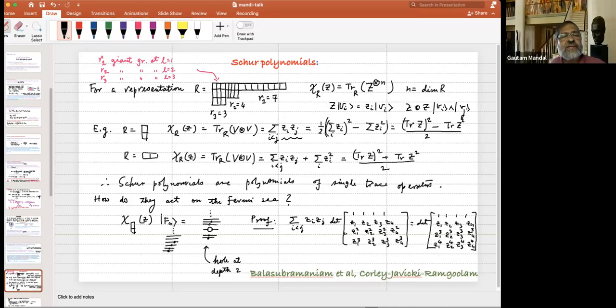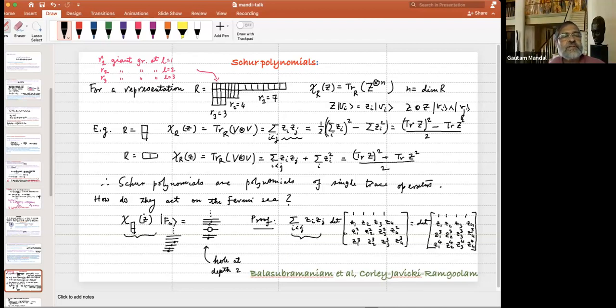Now what I want to say is, how do the Schur polynomials act on the Fermi sea? It turns out that a totally antisymmetric Schur polynomial of length L produces a hole at depth L. Okay, this is a really cool calculation which you can do. If I was giving a lecture course, I would have done that on the blackboard here.